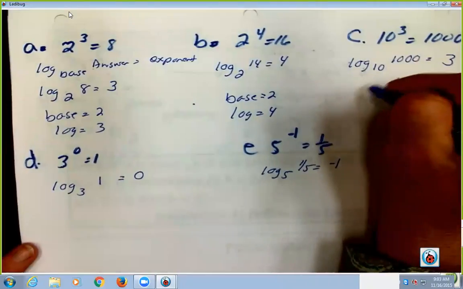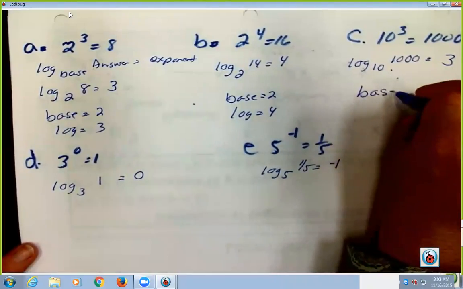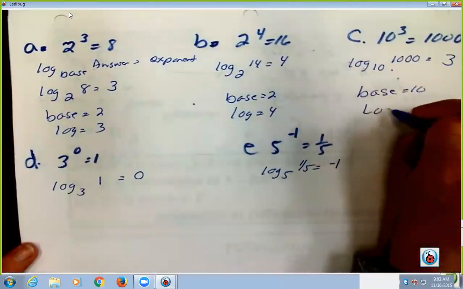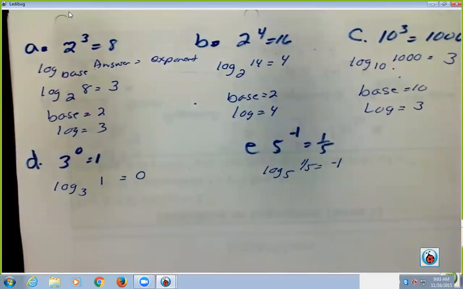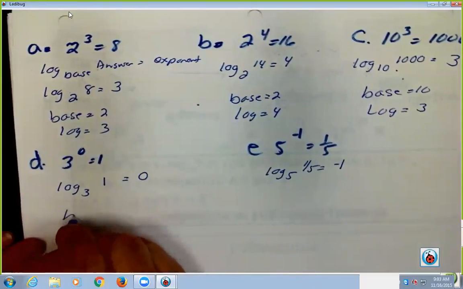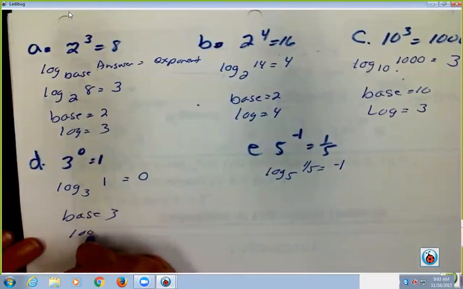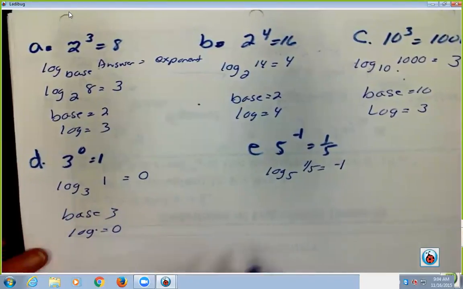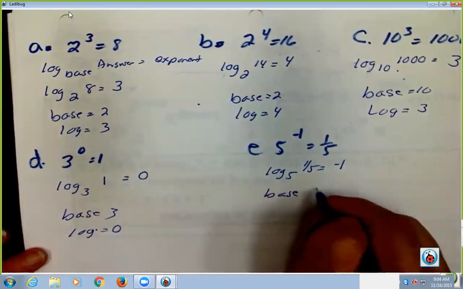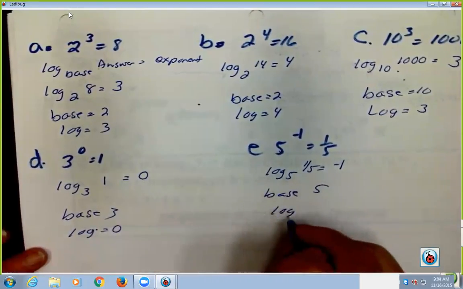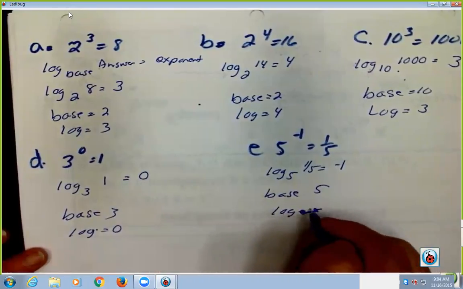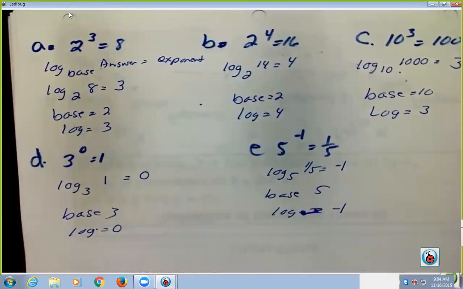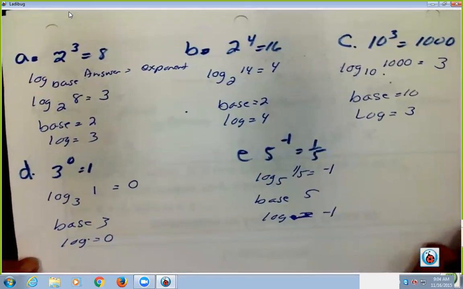The last one, or the C, is a base of 10, a log of 3. Okay. And the bottom one is base 3, log of 0. And the last one, base 5, log, oops, -1. Okay. We good? Yes. We got lots more to practice with these things too, so we'll see.